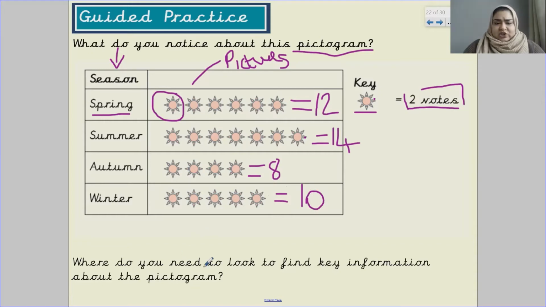Now, where do you need to look to find key information about the pictogram? Have a good think. Fantastic. You need to look at the key, because the key tells you exactly what each picture represents and how much each picture represents. Okay, fantastic.